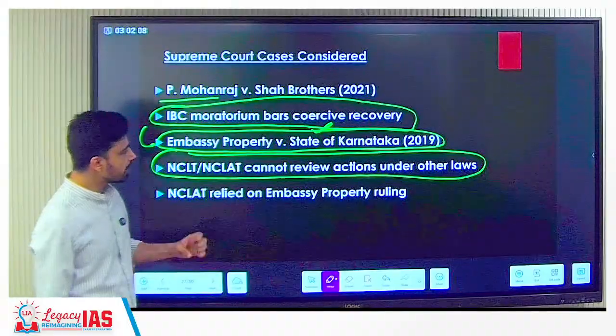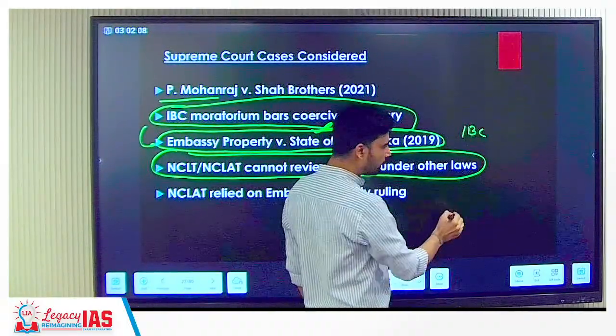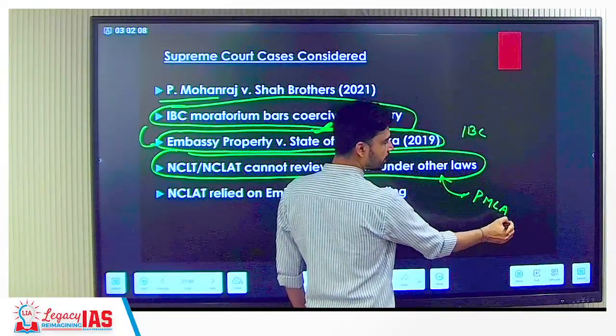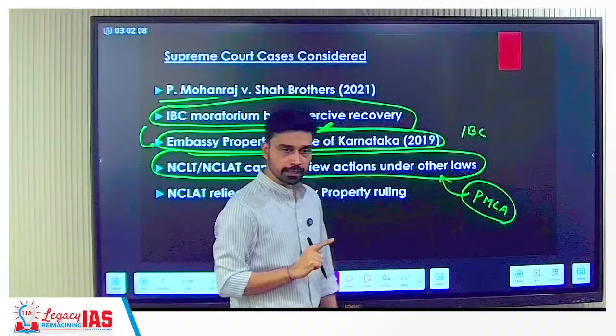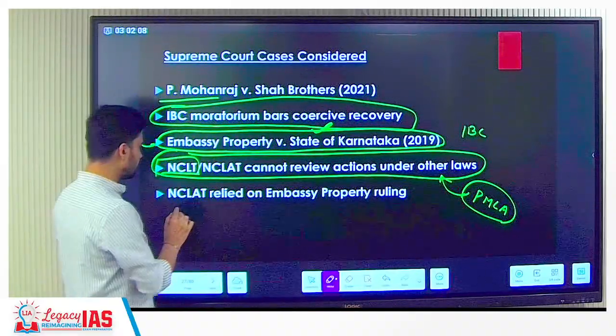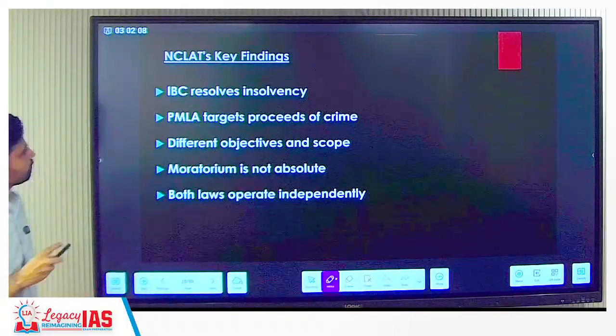These bodies can only take action under which law? Under the IBC. If the asset is being frozen under another law, for example, in this case, the Prevention of Money Laundering Act, that means NCLT will not be able to review those actions, right? So NCLT relied on the Embassy Property ruling. Based on that, they have given the judgment in favor of ED.